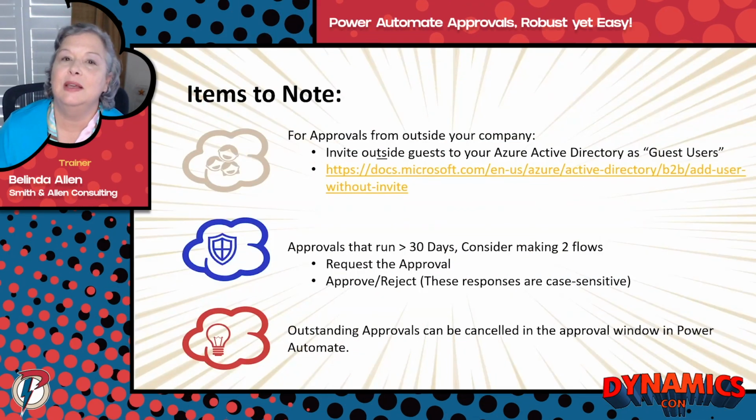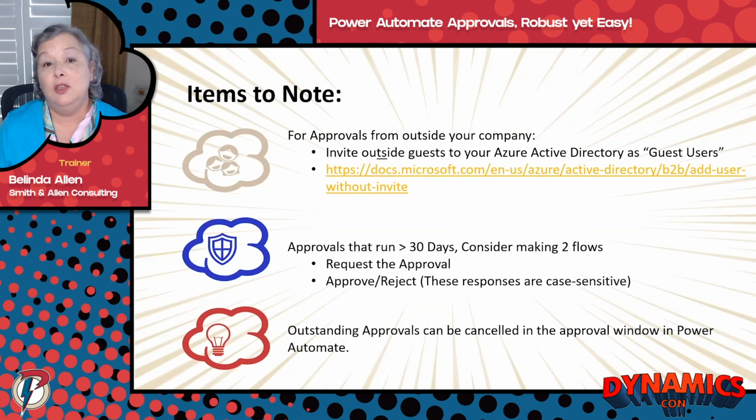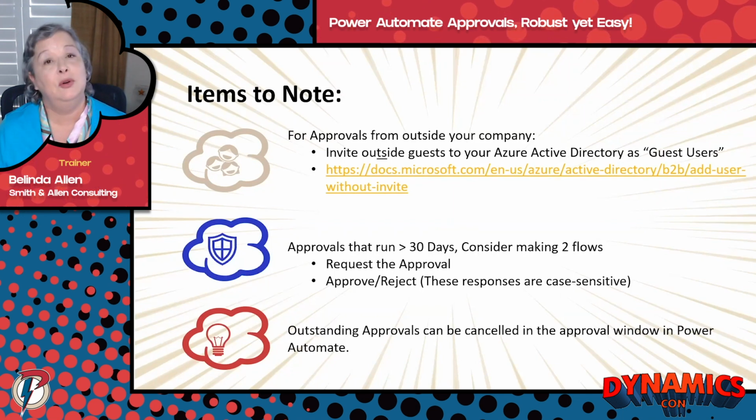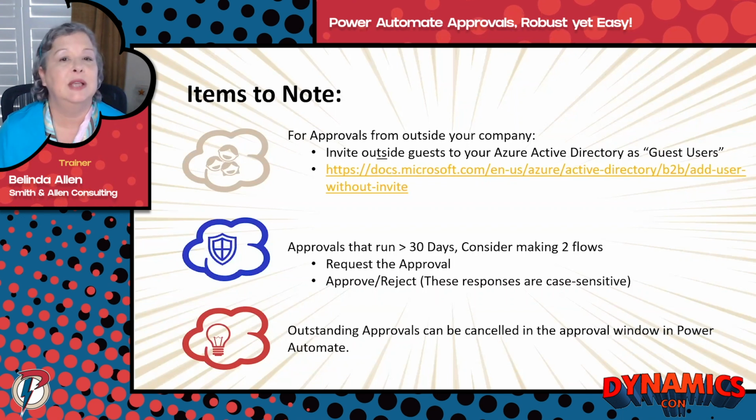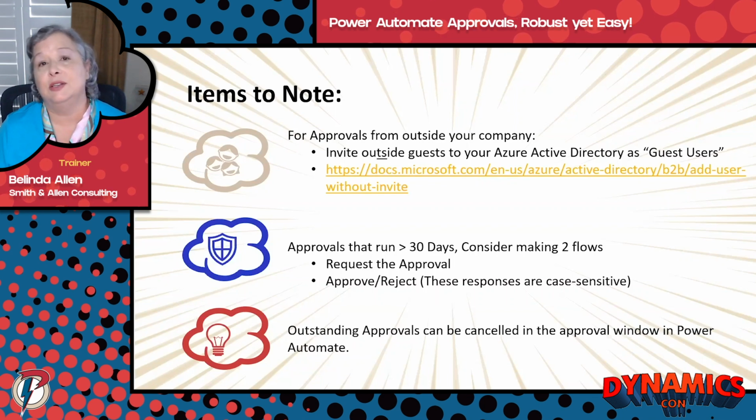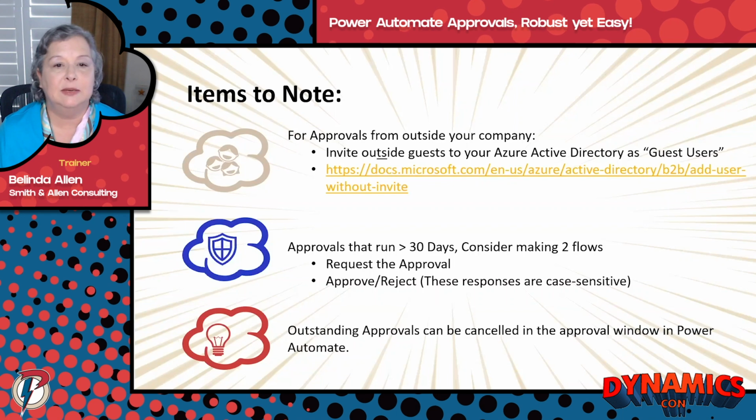Very good. So these are some things that are important for you. First of all, you can have people outside your company manage approvals. What you would do is in your Azure Active Directory, just don't monkey around with the IP stuff like I did. You would set up people as guest users. And there is a link that you could go to. Just do a research on guest users for approvals. And it's called B2B, business to business. And then that way you can set them up and include them as part of your approval process.